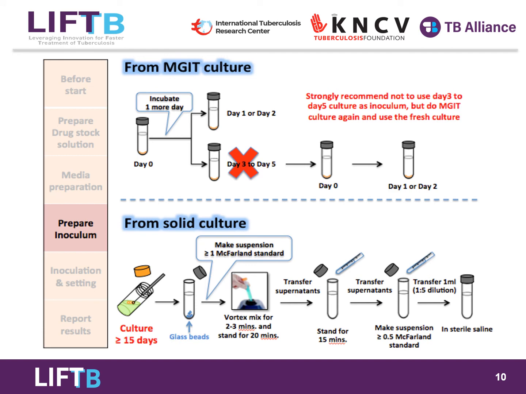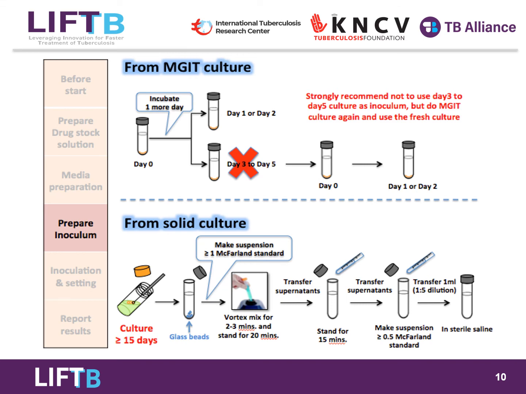G. Adjust the suspension to a 0.5 McFarland standard. Do not adjust below a 0.5 McFarland standard. H. Dilute 1 ml of the adjusted suspension in 4 ml of distilled water. Use this diluted culture for the BPaL drug testing tubes.